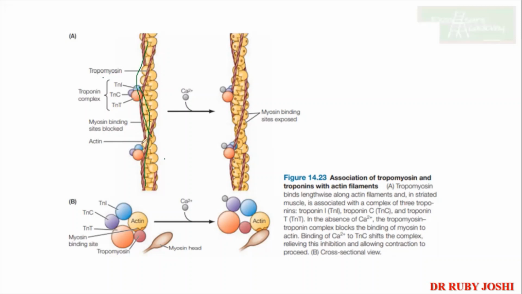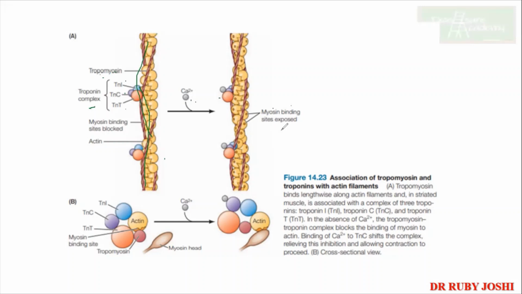Now we have got troponin complex. Okay, there is this troponin complex. Troponin I, C, and T is there. Okay, so because of this, what has happened is that your tropomyosin is blocking all the myosin binding site. As soon as calcium is released, it goes and binds to this troponin complex, what is happening? There is again the twisting of the tropomyosin, which is now releasing your myosin binding sites.